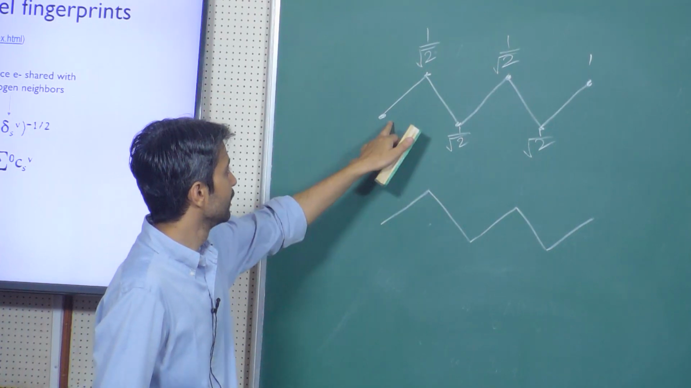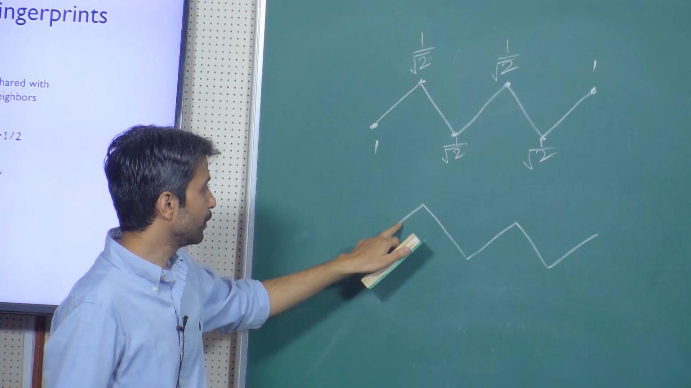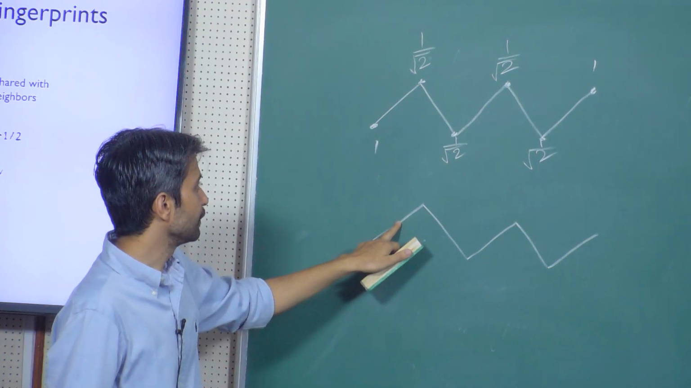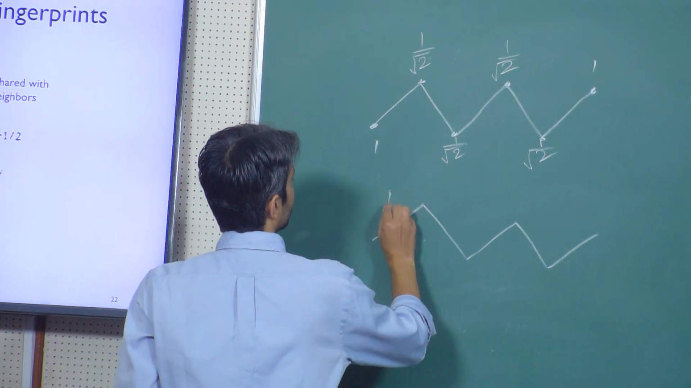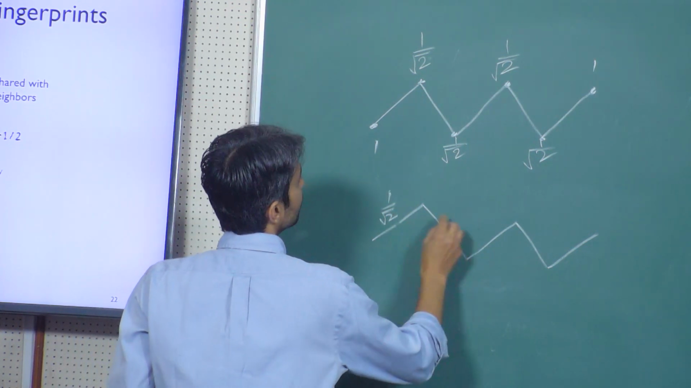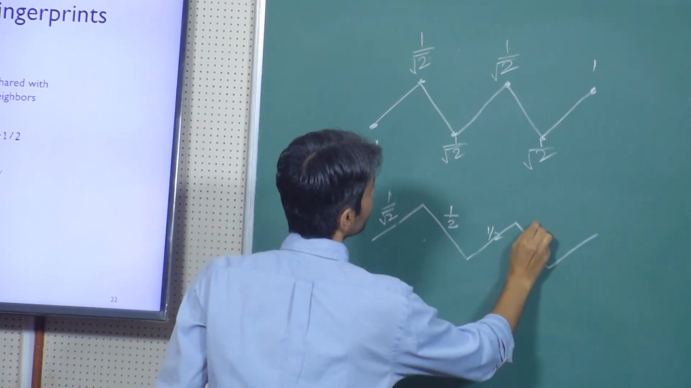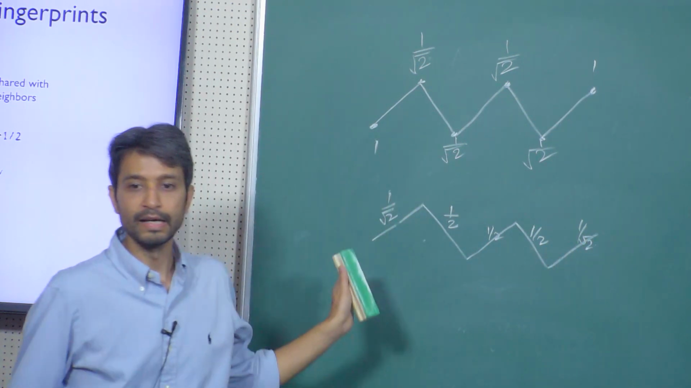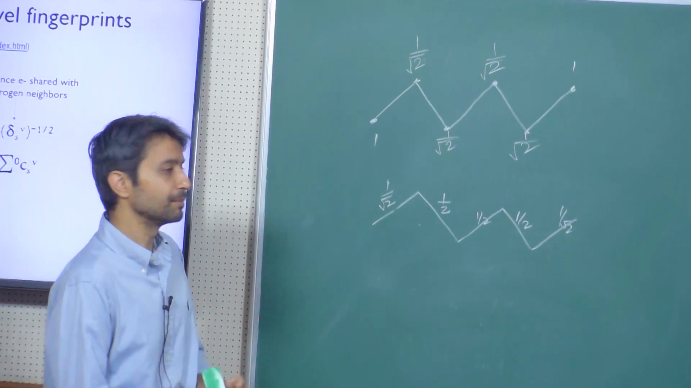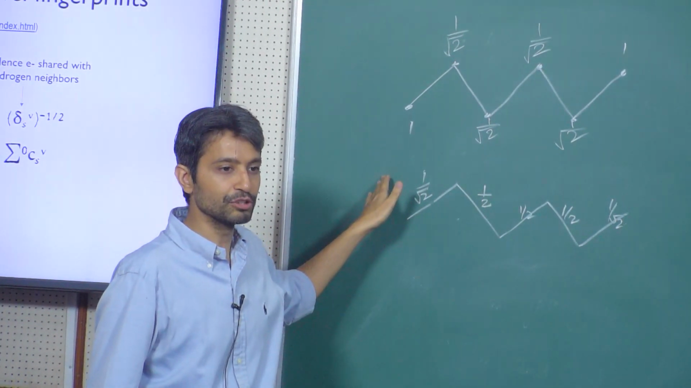Next time what I'll do is, I'll take these two and then I'll talk about this bond, which will be nothing but multiplication of these two. So this will become 1 by root 2, this will be 1 by 2, this will also be 1 by 2, this will be 1 by 2, and this will be 1 by root 2. I'll sum all of them. So this is something like degree 0 summation, this one is degree 1 summation.